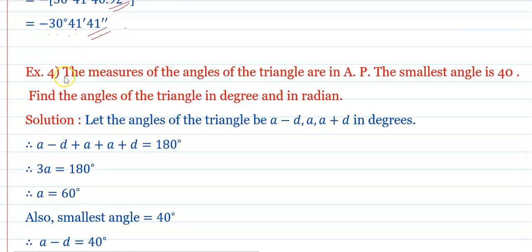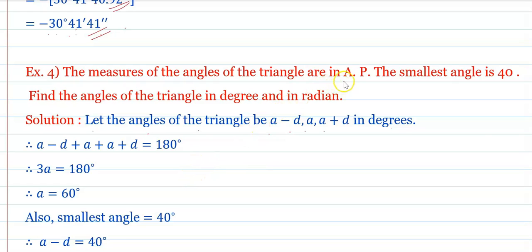Next, question number 4. The measures of the angles of the triangle are in AP. The smallest angle is 40. Find the angles of the triangle in degree and in radian. The angles of the triangle are A minus D, A, A plus D in degree measure.